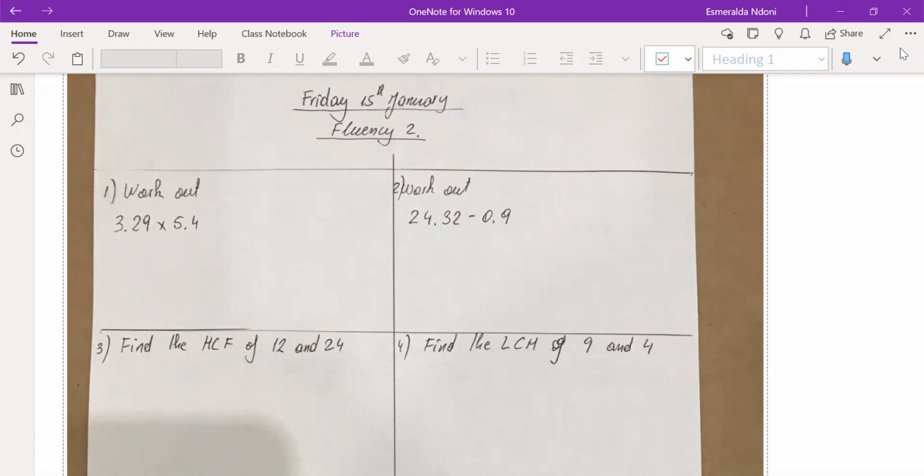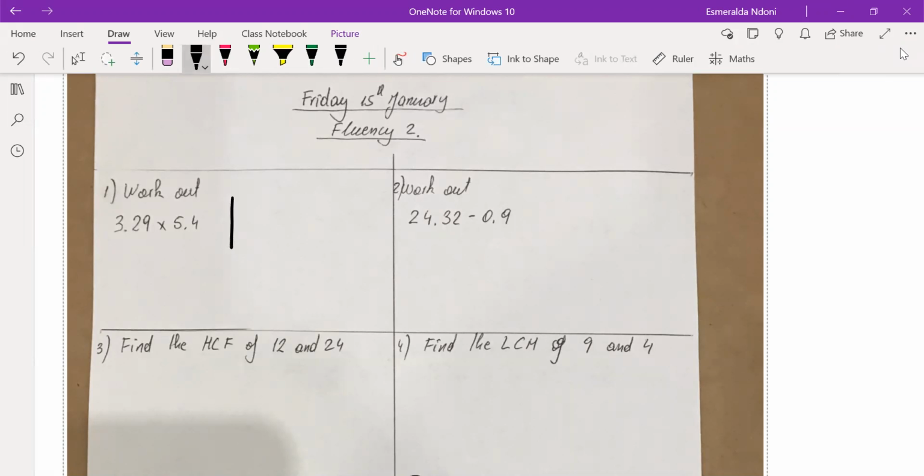Okay, let's go over the answers for Fluency 2. Question number 1. It's a workout and we have a multiplication. So multiplication, gelosia. Well done. Let's draw the gelosia boxes. We need a 3 by 2 box because the first number has 1, 2, 3 digits and the second number has 2 digits. So a 3 by 2 box.